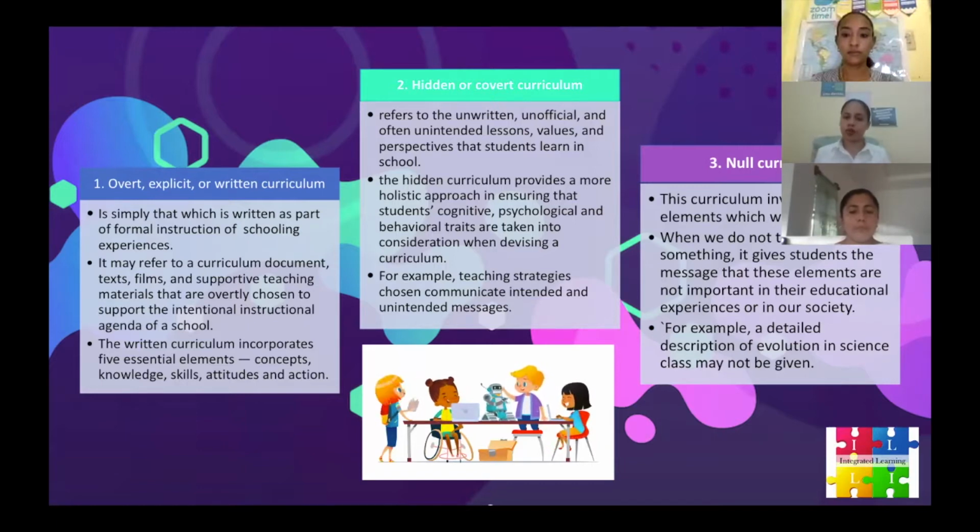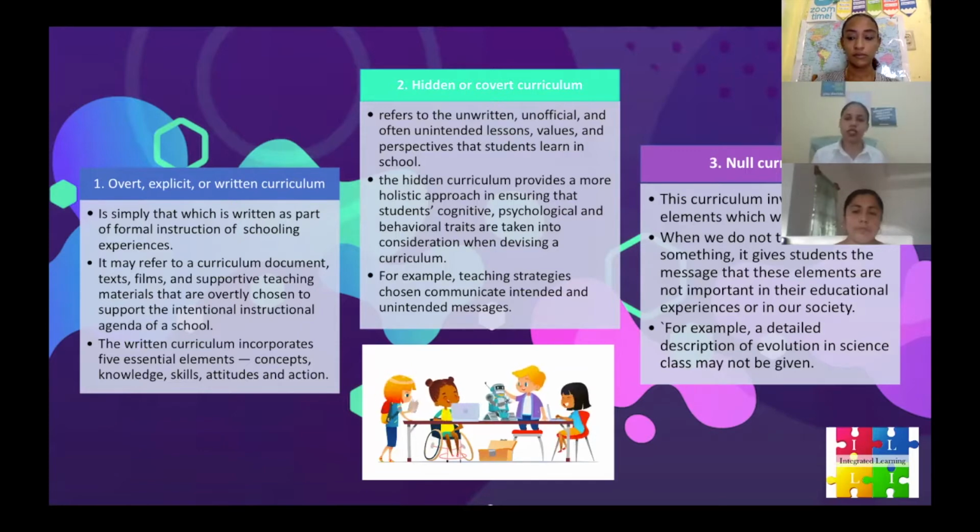Now let's look at the hidden or covert curriculum. This is the opposite of the overt. This refers to those unwritten, unofficial, and often unintended lessons, values, and perspectives that students learn in school. The hidden curriculum provides a more holistic approach in ensuring that students' cognitive, psychological, and behavioral traits are taken into consideration when devising a curriculum. So as teachers, we need to be careful that those little values that we're displaying to students are all positive. Remember that this curriculum is a way to impress your values and your morals and your perspectives onto students.